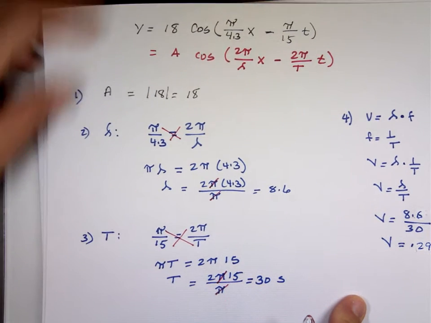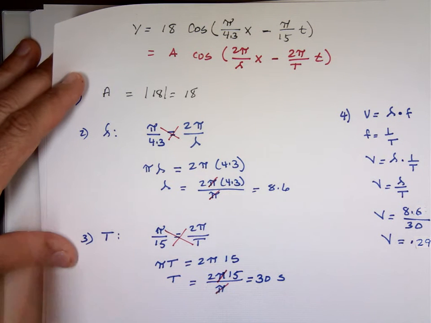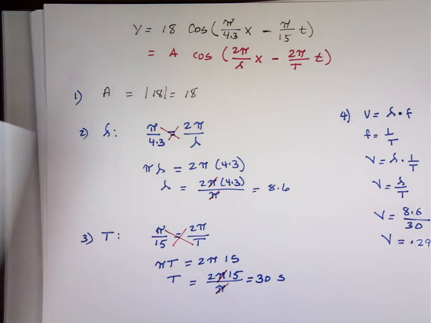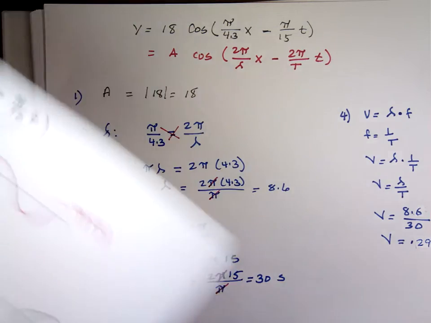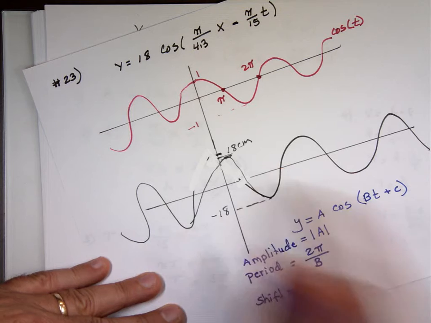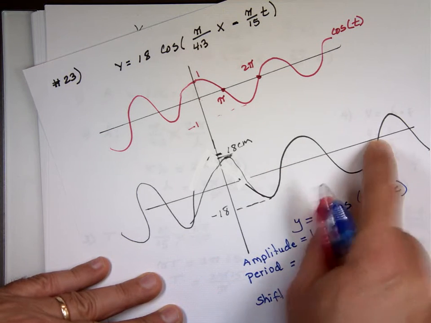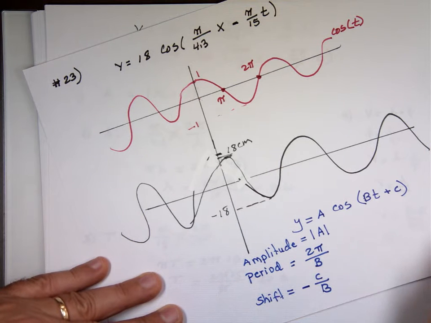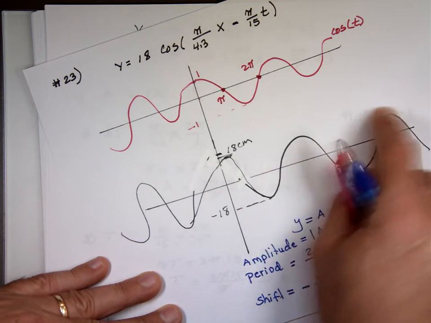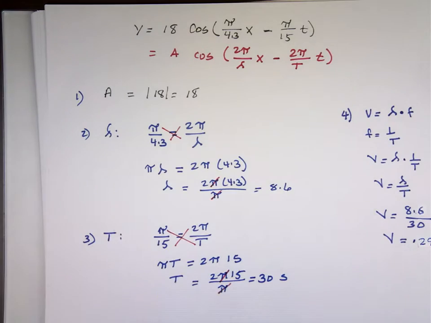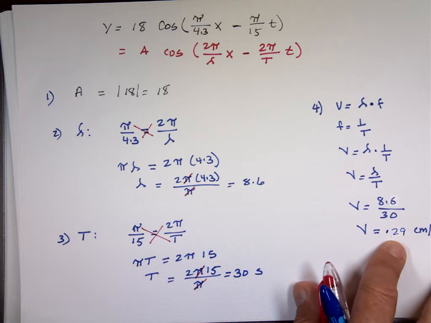By the way, lambda is the wavelength. T is how long, time-wise, it takes to complete one full cycle. So if you're watching that wave, to start one full cycle from the beginning and repeat itself, it takes 30 seconds. If you're just looking at the peak, you'll see the peak moving, and the speed it's moving is roughly 0.29 centimeters per second. It's really slow.